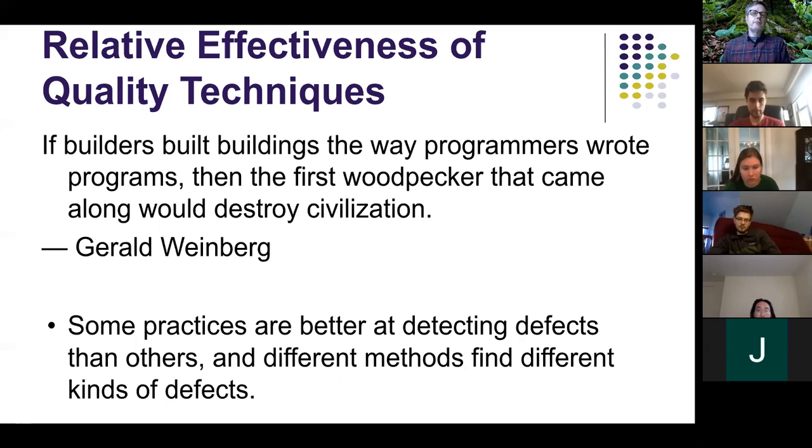Relative effectiveness of quality techniques. If builders built buildings the same way programmers wrote programs, then the first woodpecker that came along would destroy civilization. Hopefully we're better than that, but I think we're in the process of becoming better. So some practices are better at deflecting defects than others, and different methods find different kinds of defects.